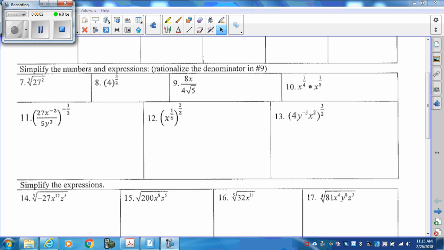All right, so we're going to simplify these numbers, and all I need to do is put them into the calculator. So I've got, for number 7, the cubed root of 27 squared. So I'm just going to put that in the calculator.